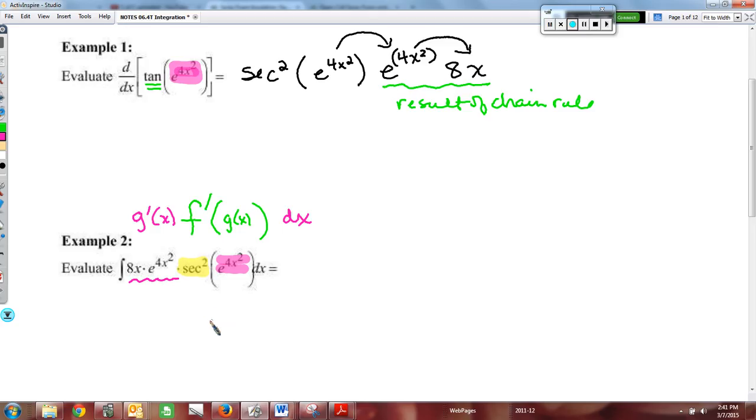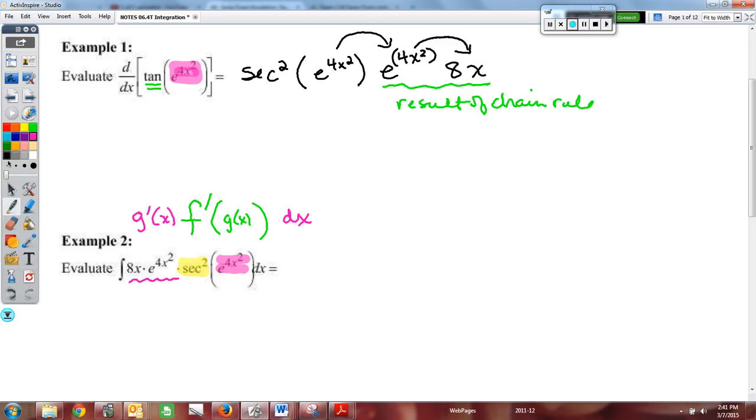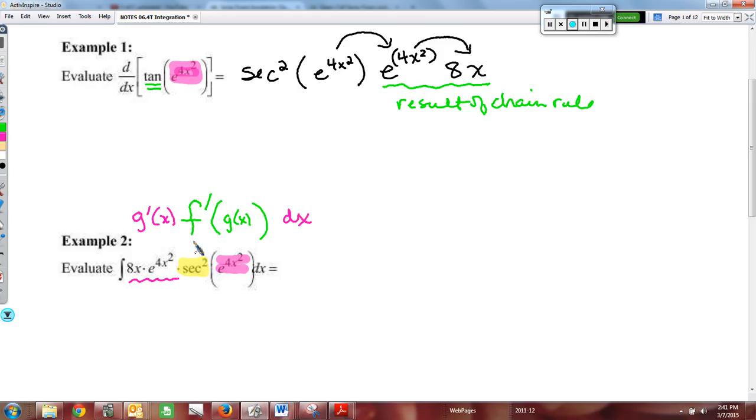A lot of times when we do this, we call this u-sub or pattern recognition, because what you're doing is recognizing that this is your derivative, a known derivative. So you kind of go, I'm going to let u equal e to the 4x squared. That's your quote-unquote g of x, okay?